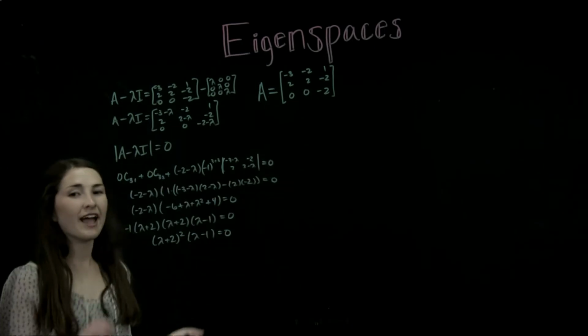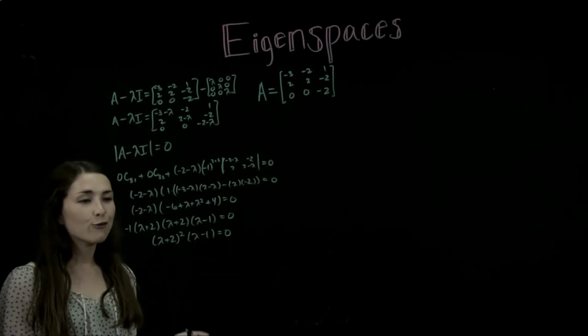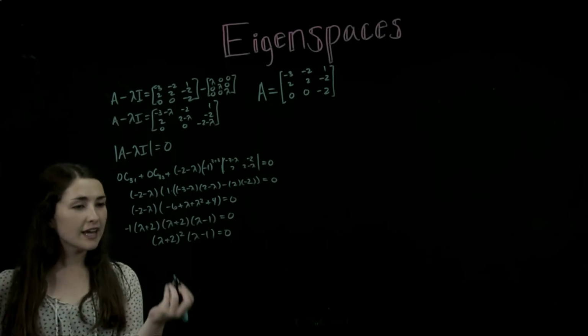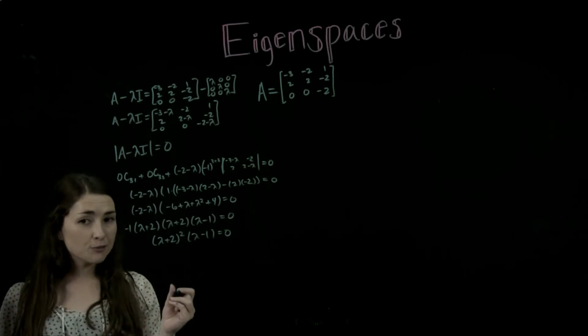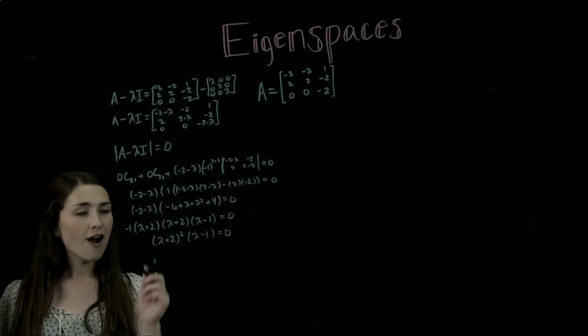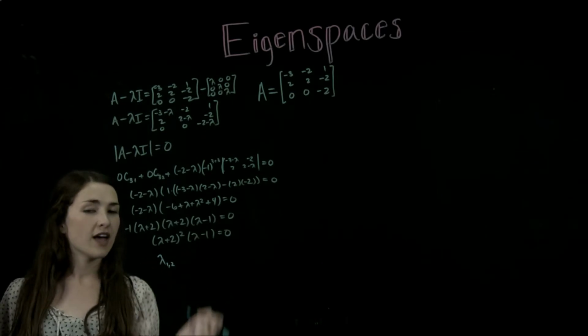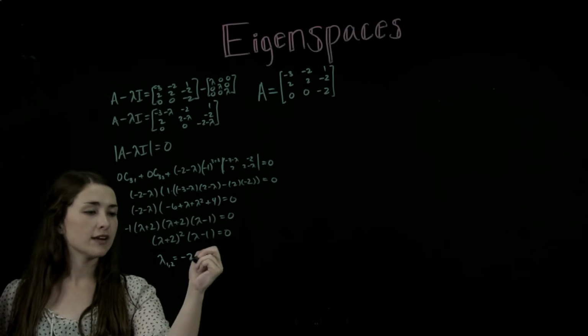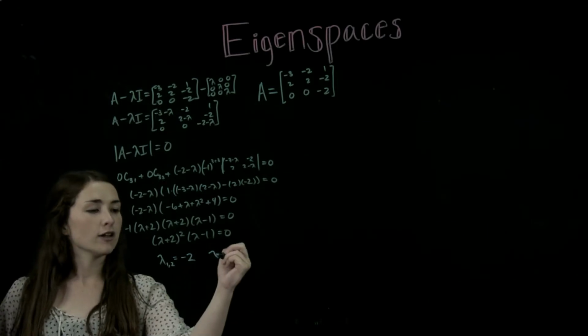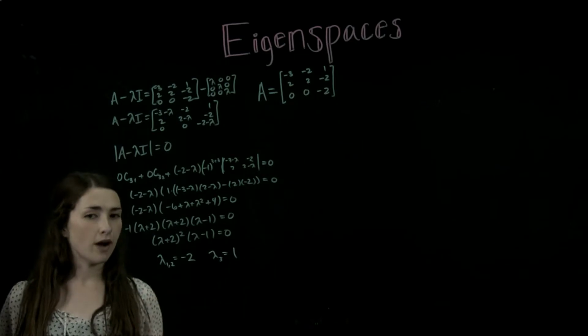Okay, so once we have done all of our algebra to solve for our lambda, we can now see that we have an algebraic multiplicity of 2 on our eigenvalue of negative 2. So we'll just denote that lambda 1, 2 is equal to negative 2. And then we know that our lambda 3 is equal to 1.